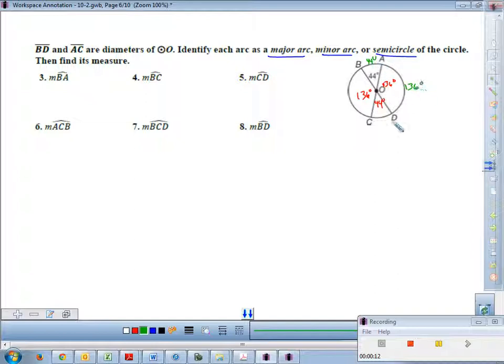136 degrees, 44 degrees, and 136 degrees. I took 1 minute of my time to fill out everything that I could in this picture. Now watch me answer these questions lightning fast.